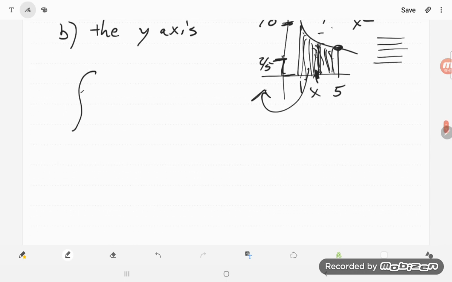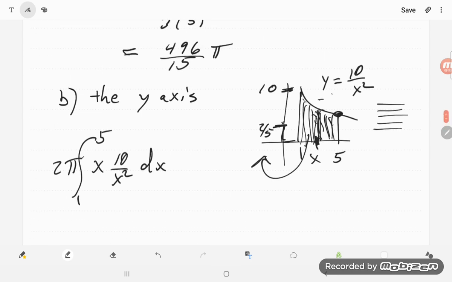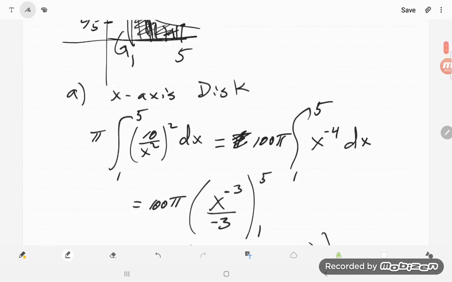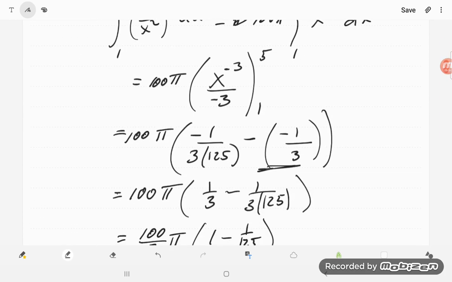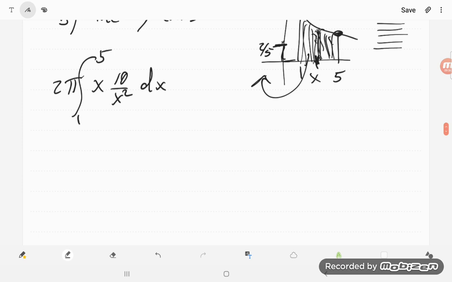And so this is the integral from 1 to 5. I have my 2 pi multiplied by the radius, that's just x, and then times the height, and that was just 10 over x squared, and then dx. So I do have that right? 10 over x squared? Yes. And so I like this. This is a much easier thing for me to think about and set up.